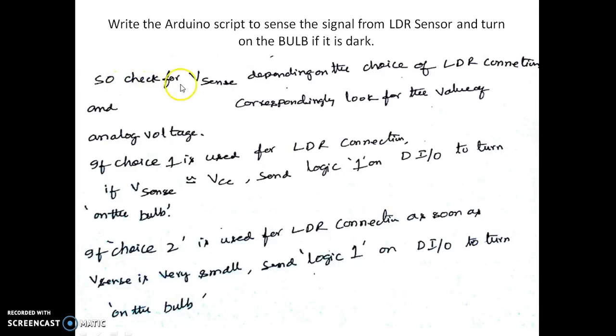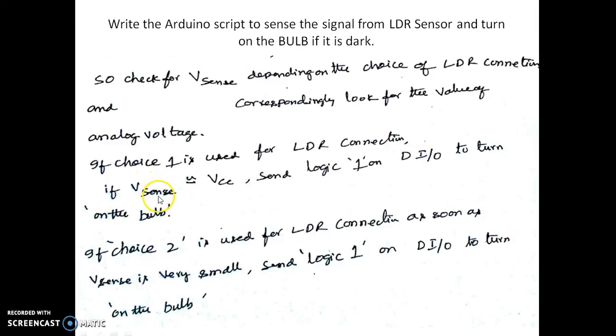Now, to check V sense, depending on the choice of the LDR connection, look for the value of the analog voltage. Analog voltage V sense 1, V sense 2 varies depending on which choice you are looking for. If choice 1 is used for the LDR connection and V sense is almost equal to VCC, then logic 1 will be sent on the digital IO so as to turn on the bulb.